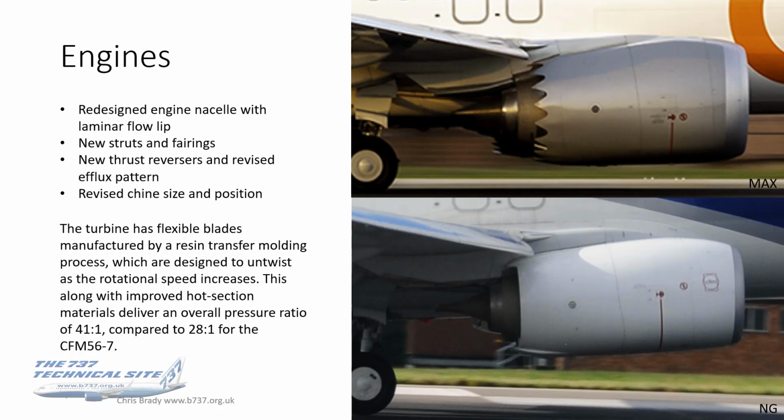The turbine has flexible blades, manufactured by a resin transfer molding process, and these are designed to actually untwist as the rotational speed of the engine increases. This, along with improved HPC section materials, gives you an overall pressure ratio of 41:1, which is significantly more than the 28:1 of the CFM56-7, and this is probably where the potential 31k thrust is going to come from.